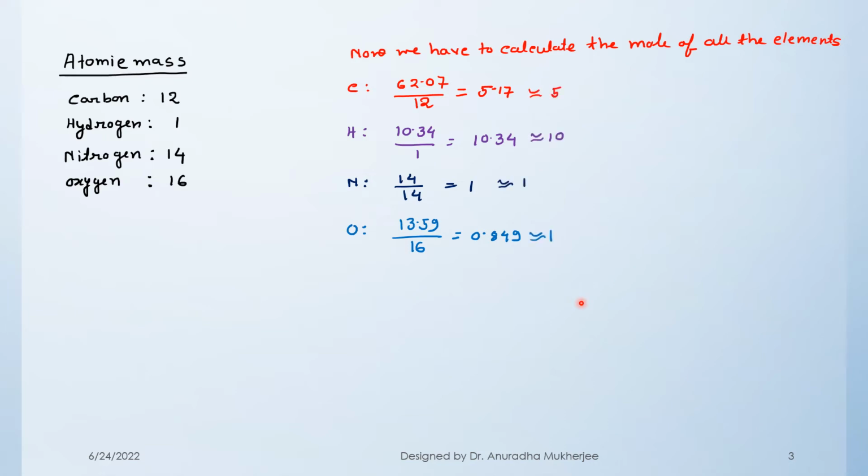Now let's make it a whole number. So it is approximately 5, this is 10, and these two are nitrogen 1 and oxygen 1. Then the empirical formula will be C5H10NO.